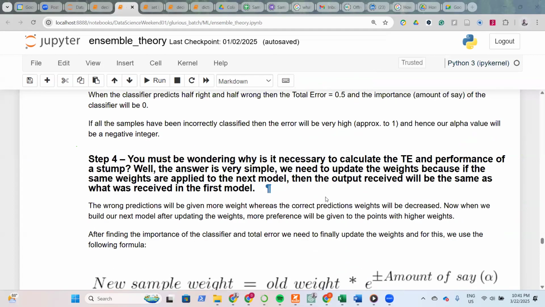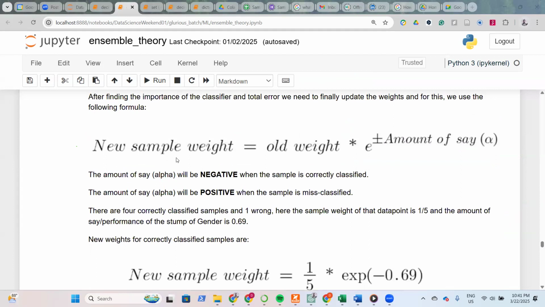We want to calculate our new sample weight, because in step 2 we are supposed to assign new sample weights. The formula to calculate the new sample weight is the old weight multiplied by e to the plus or minus the amount of say, right? So the question now is, what was this amount of say, or alpha? We've shown you how to calculate alpha using the total error.